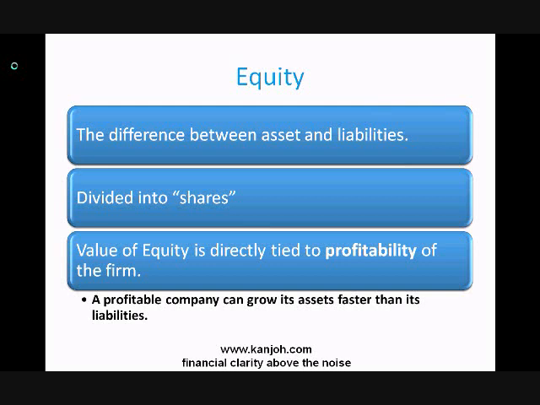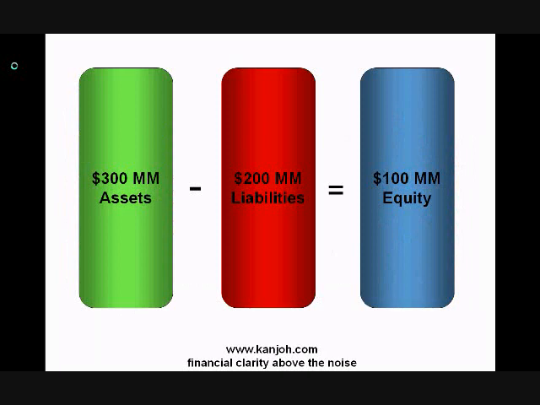So let's tie this all together by looking at the balance sheet for Kanjoh Incorporated. Kanjoh Incorporated has $300 million in assets. It has $200 million in liabilities. So the difference between the assets and liabilities is $100 million in equity.